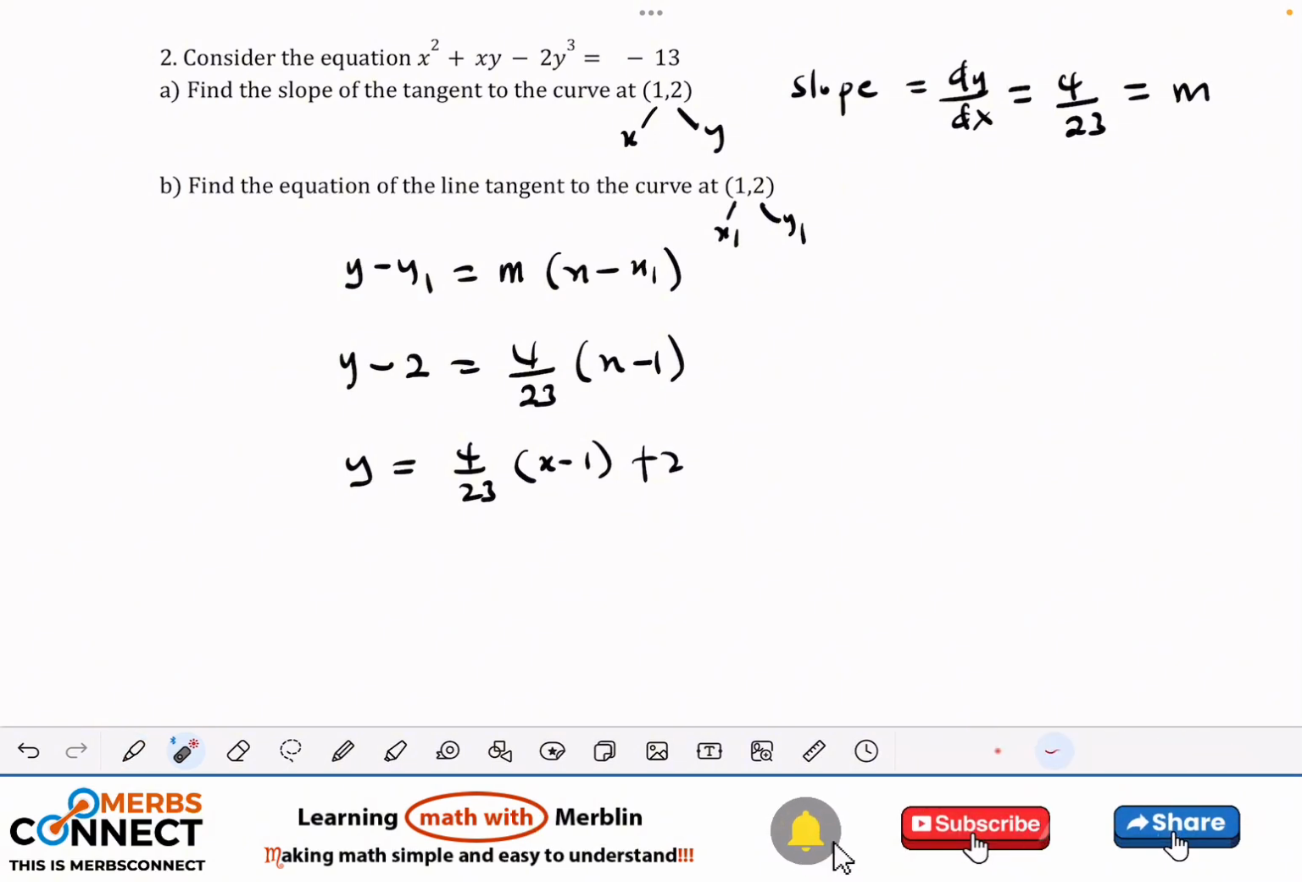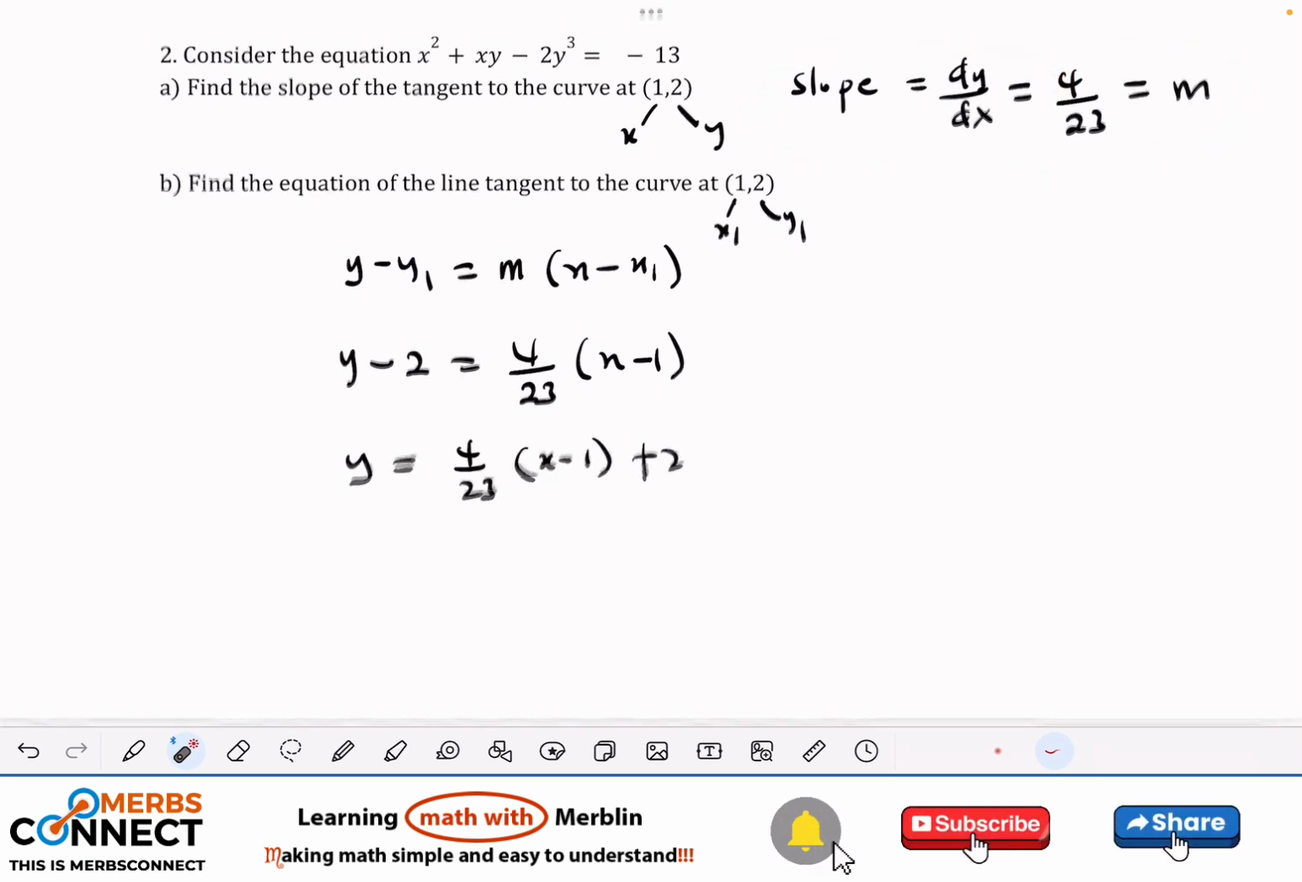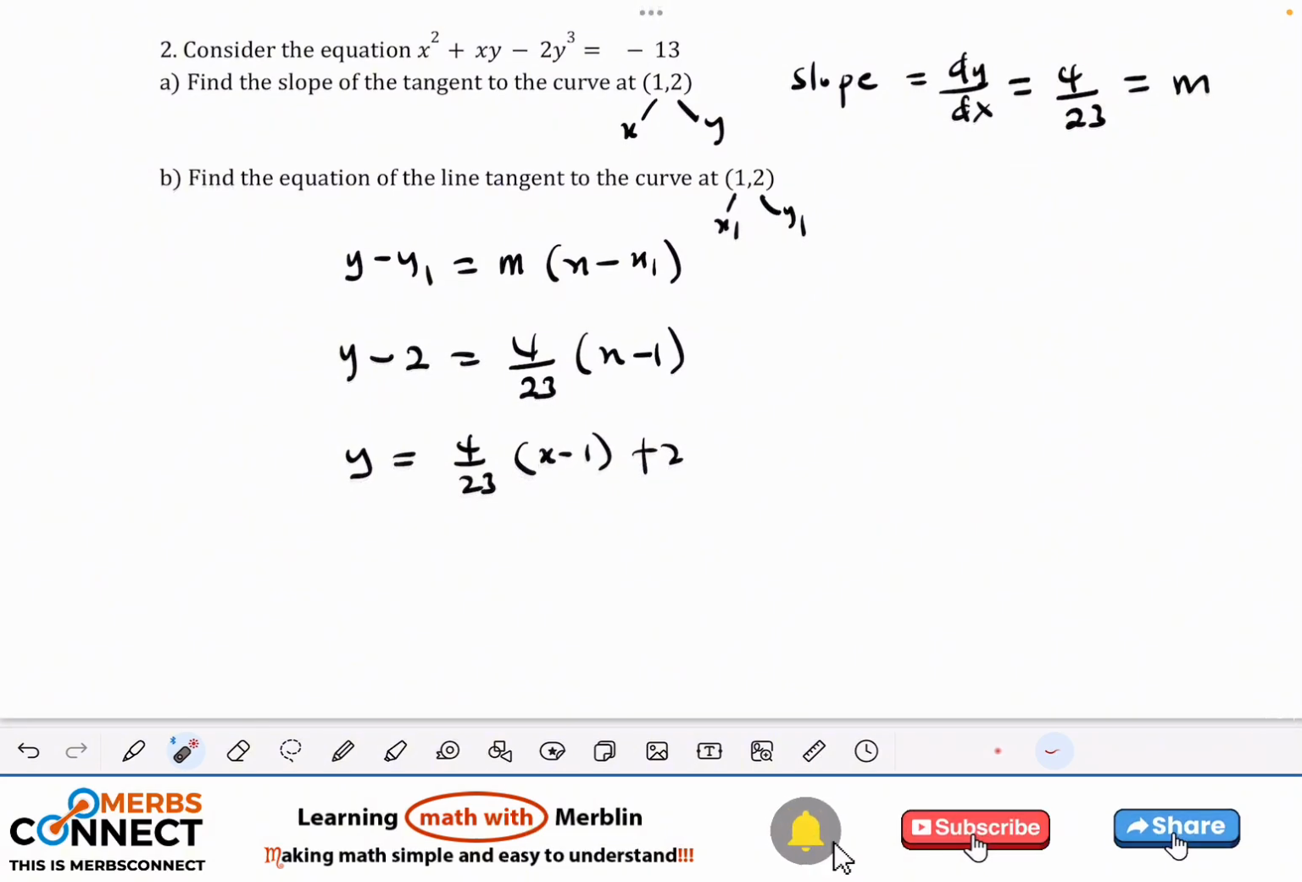So the hard work here, when you are dealing with implicit differentiation and they are asking you to find the equation of the tangent line, is finding the slope. When you're able to find the slope, the rest is just substitution.